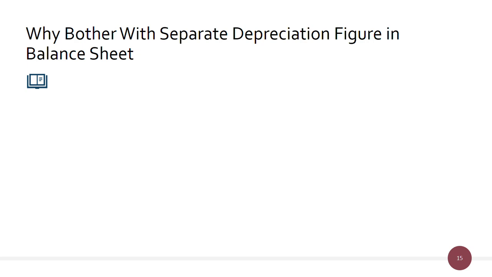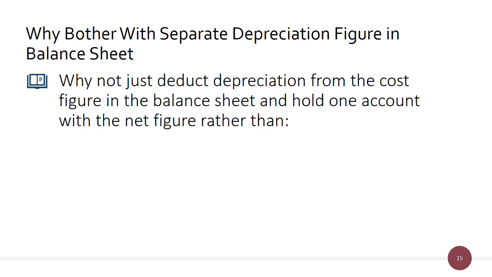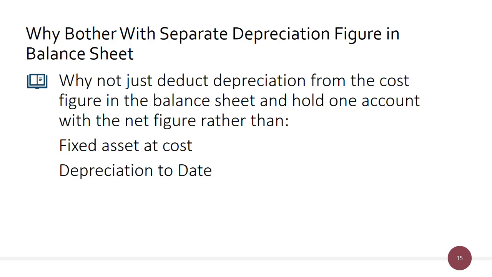Now, what you're probably thinking is, well, we're putting in our T accounts and we've got the asset at cost, and we've also got this separate depreciation. So you've got a debit for the asset, and you've also got a credit for the cumulative depreciation. Why not just have a net figure? Why not put them in together? We could just deduct one from the other and carry in the balance sheet one account which has the cost and the depreciation all in one. Why have two accounts, fixed asset cost and depreciation to date?